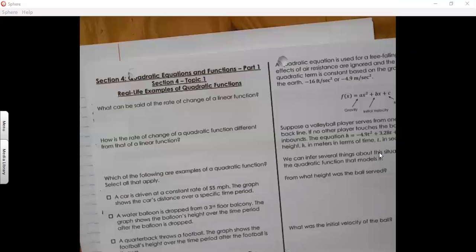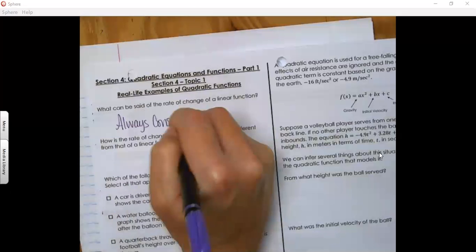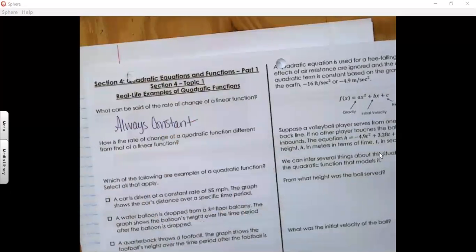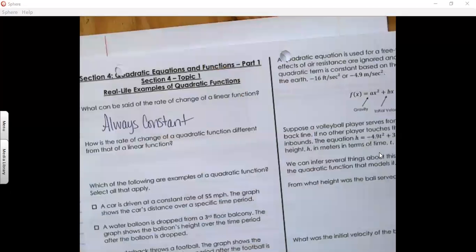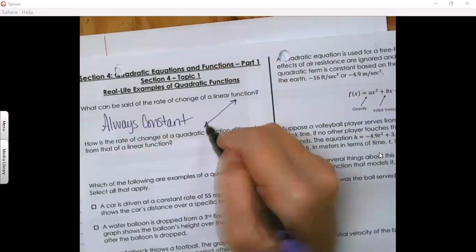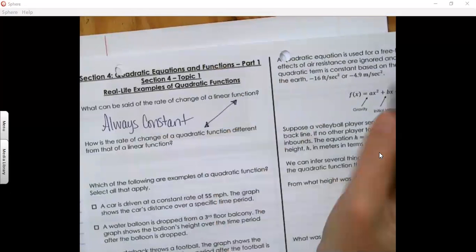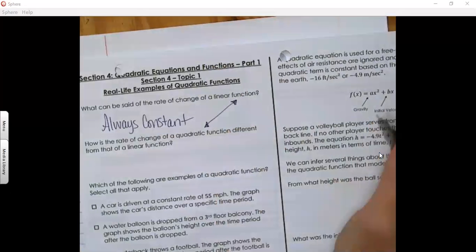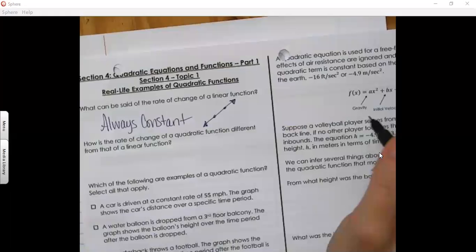All right, real life examples of quadratic functions. What can be said of the rate of change of a linear function? Y'all know rate of change is like the slope, right? And we know with a linear function, the rate of change is always constant. A line increases or decreases at a constant rate. If you have a line, any 2 points on the line are going to have the same rise, the same run, no matter where you look.